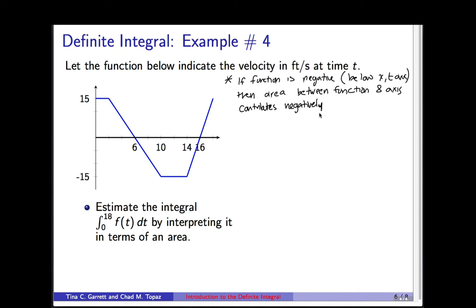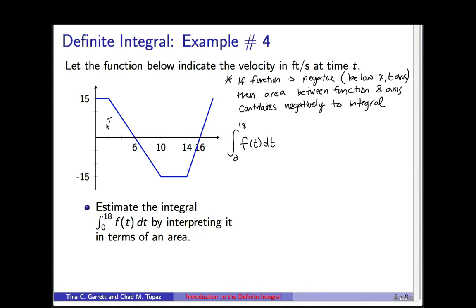And there's a couple things that I'll say about this. It's tempting to say that the area is negative, and that doesn't make sense because area is a positive quantity. But if we're looking to estimate the integral from 0 to 18, in this case of f of t dt, you can think about 3 big regions.